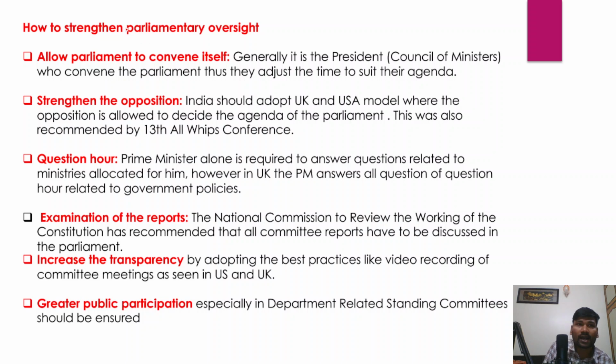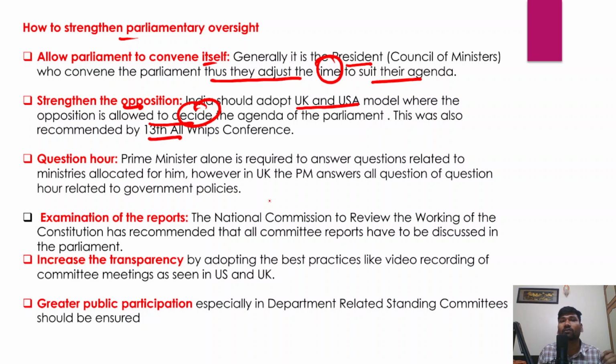Now in this context, how can we actually strengthen the parliamentary oversight, because that is also very important. So firstly, there is a need for a reform that could allow parliament to convene itself. Generally, it is the president or the council of ministers who actually convene the parliament, thus they adjust the time to suit their agenda. Secondly, strengthen the opposition. So India should adopt the UK and USA model where opposition is allowed to decide the agenda of the parliament. So this was also recommended by the 13th All India Whips conference.